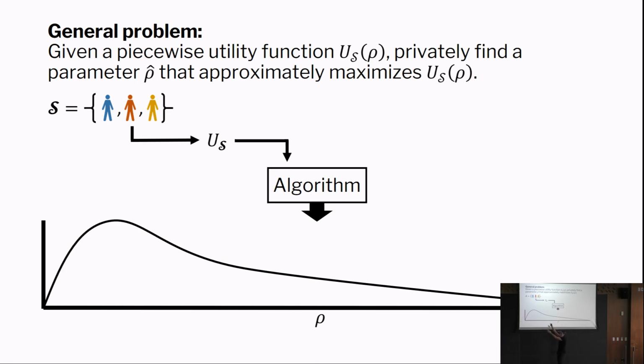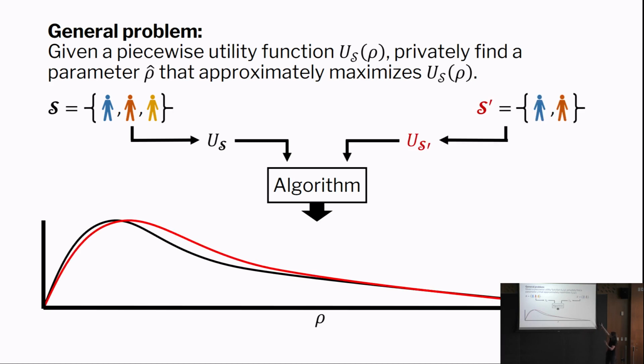So I've got this sample. That sample defines a utility function, u_S. I feed this utility function to an algorithm, and this algorithm returns a distribution over outputs. And if I change this sample a little bit, I've got a new utility function, u_S prime.